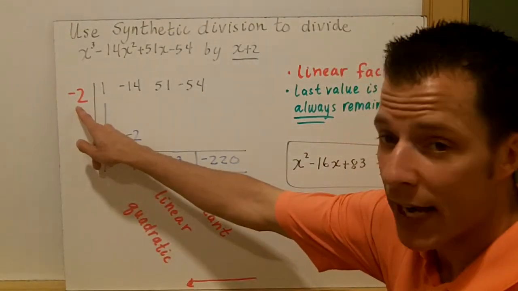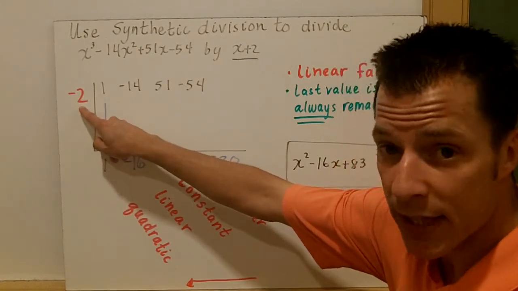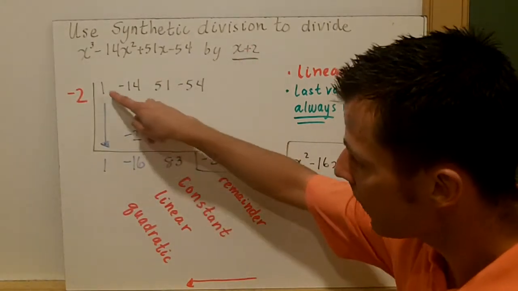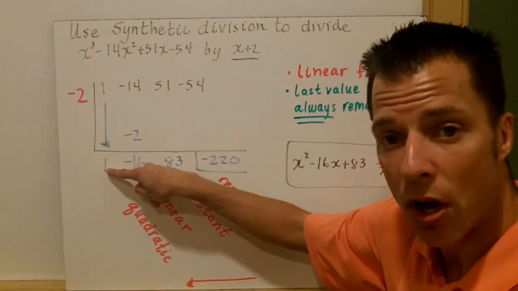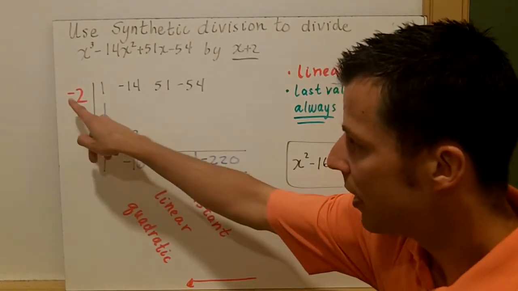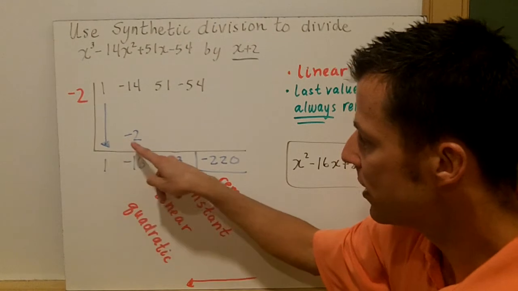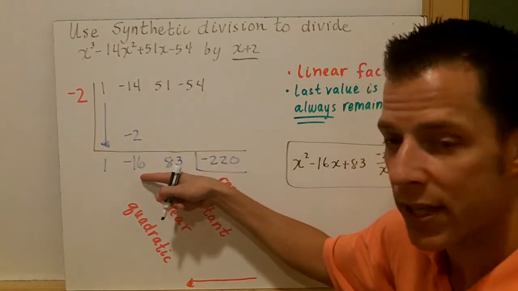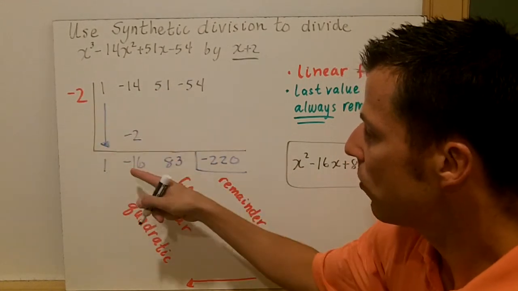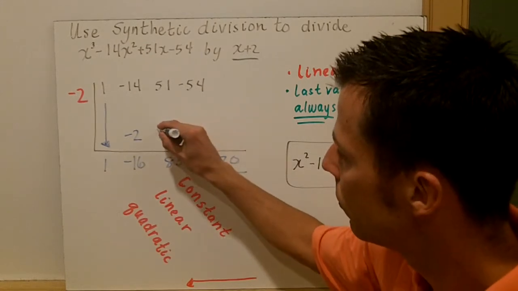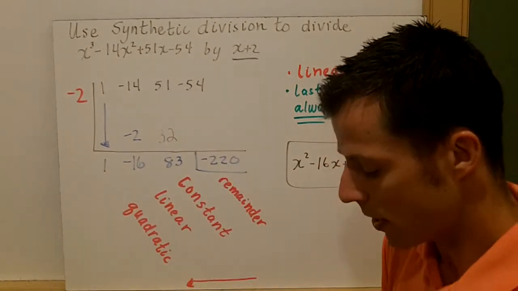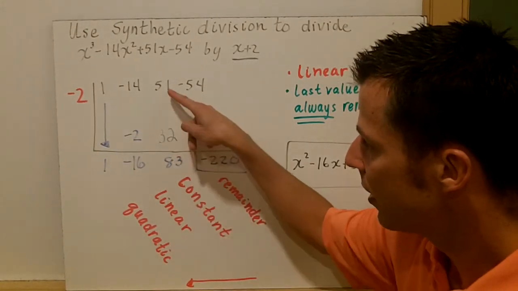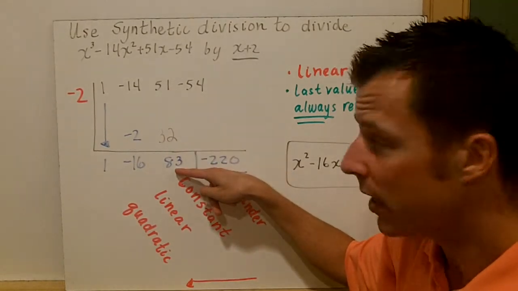So, factor is here. This is your 0. So if this is x plus 2, negative 2 goes in here. Opposite sign. The leading coefficient always comes down. Always. So we bring down the 1. Then we take negative 2 times 1, which is negative 2. Add vertically, so this is negative 16. Okay? So negative 2 times negative 16 is 32. That goes here. 51 plus 32 is 83.